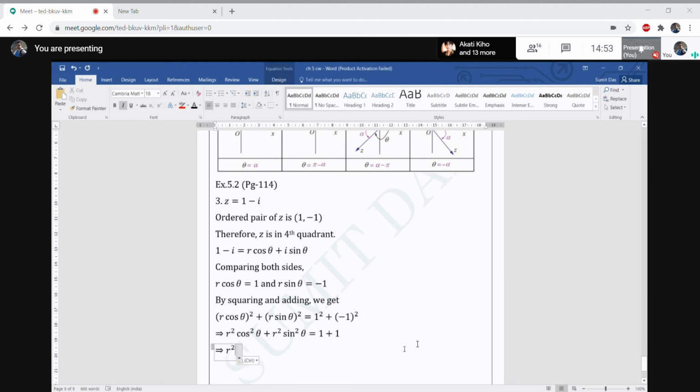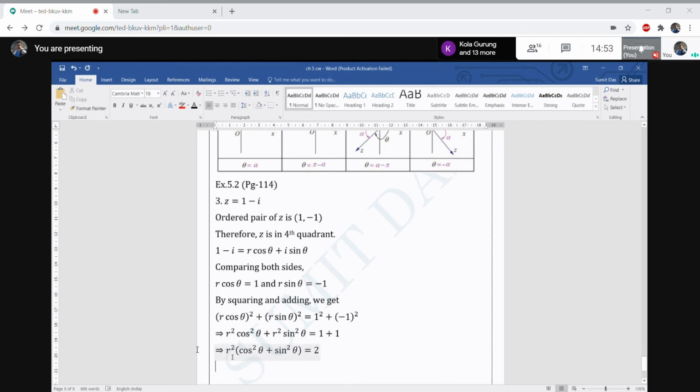So if you take the r common, what will remain? It will remain cos square theta and sin square theta, right? Cos square theta and sin square theta, which value equal to 2.